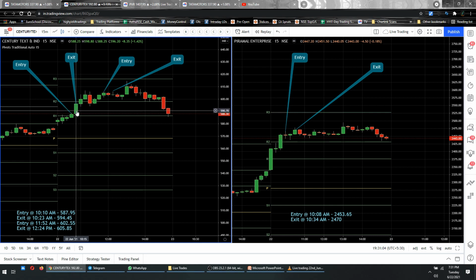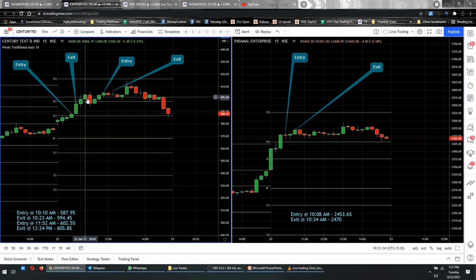Now, let's say, for example, you missed this opportunity. I had Century Tex under my radar, but it might be the case that you don't know that Century Tex is giving the right technicals to go long. Let's say you have missed seeing Century Tex, so obviously you cannot trade it. Now let's say you did not see this at all, and you saw it somewhere here, around 10:45 or 11 o'clock.